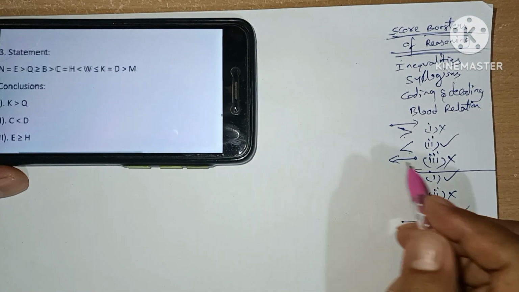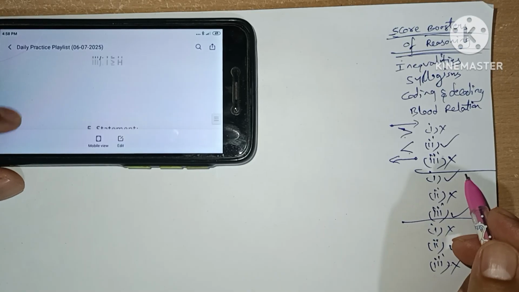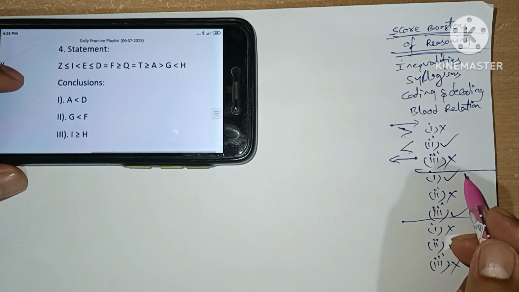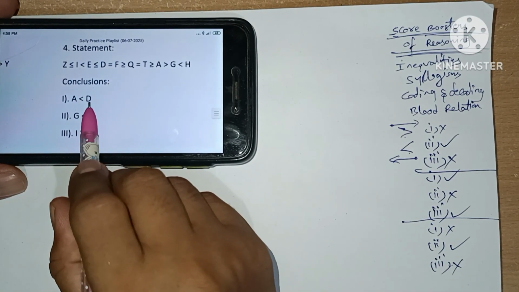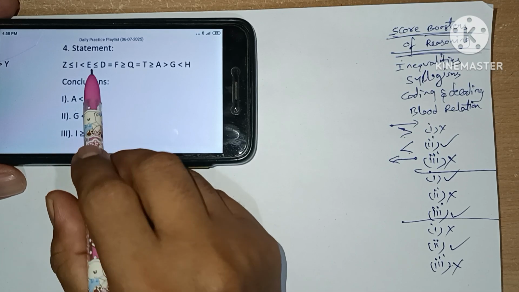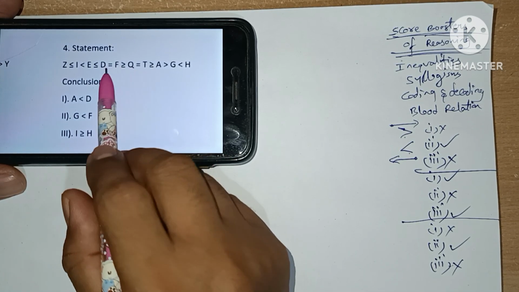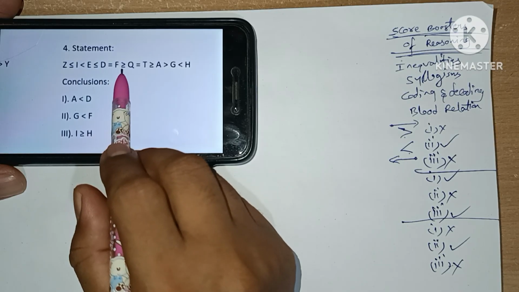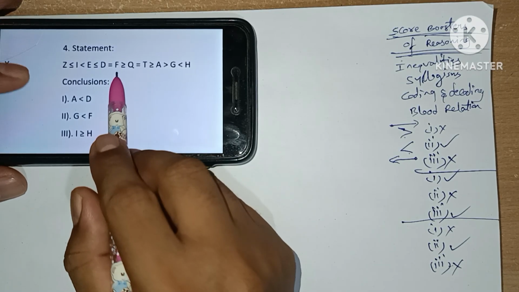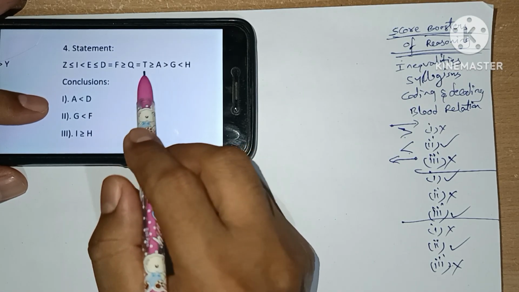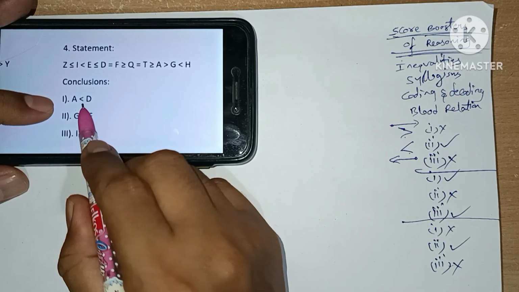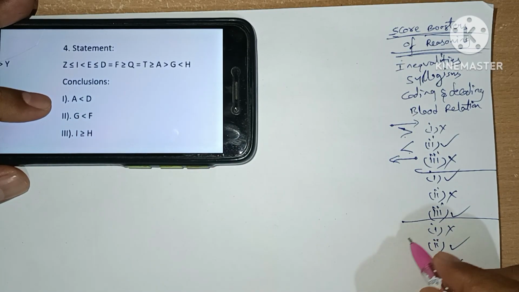Now we are going to see question number 4. Question number 4 is here. The flow from D to A. From D, we can reach A, but here we see equal to, equal to, equal to, and equal to. All the cases have equal to. So there is no equal to in our conclusion. So the first conclusion will be false.